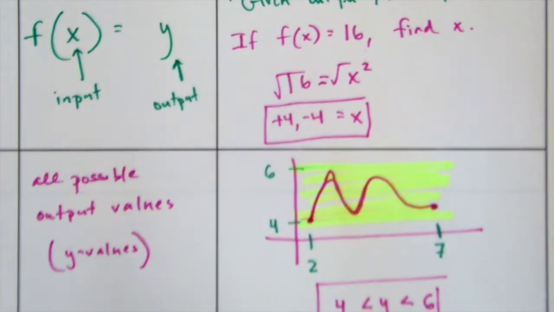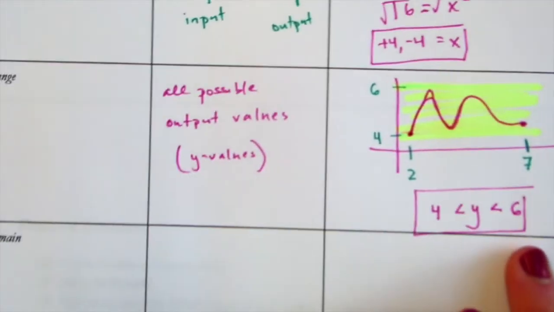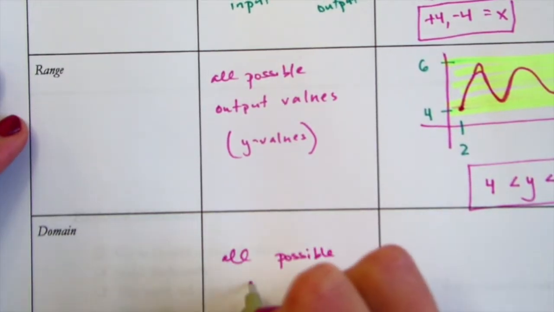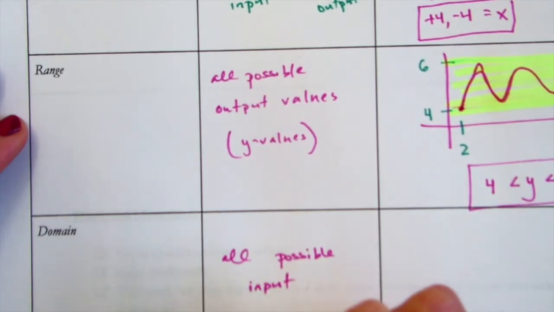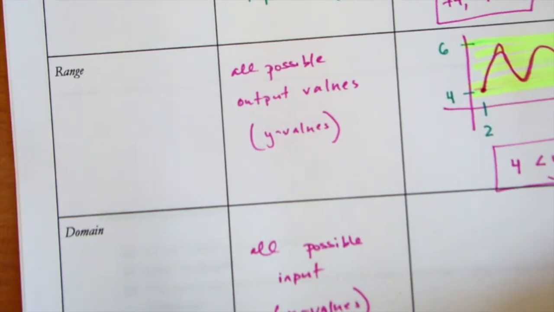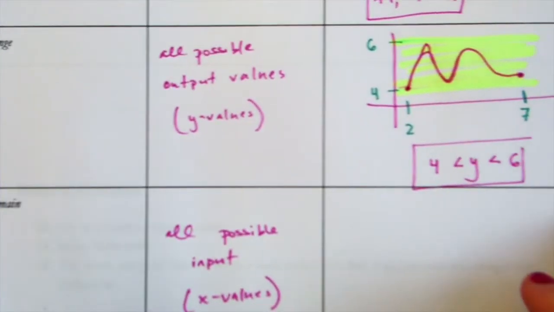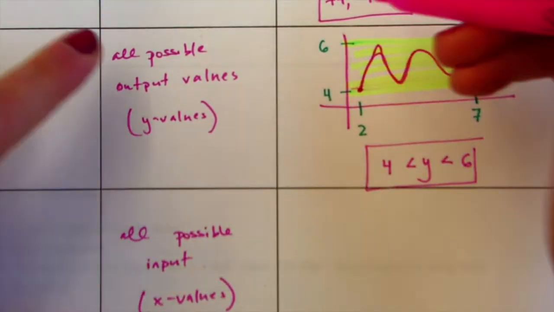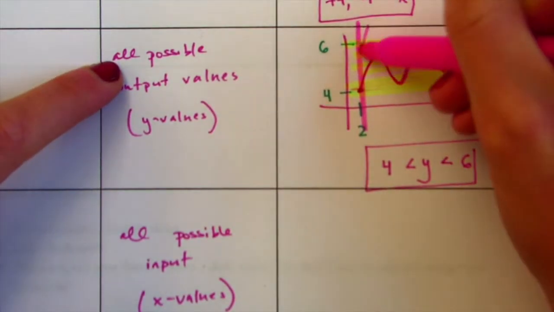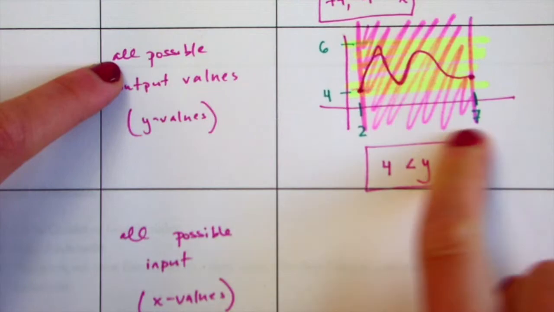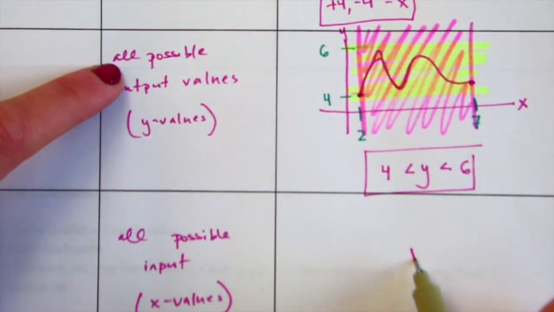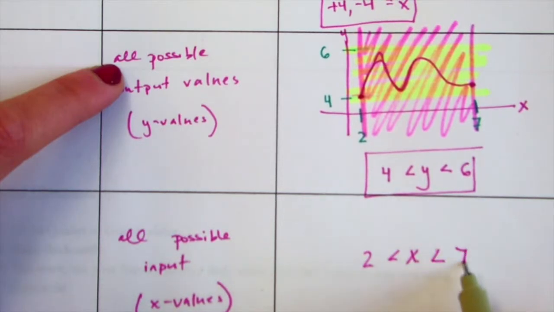Okay, so range has to do with possible y values. Domain is the opposite. All possible input or x values. Okay, so domain, let's use the same exact graph. I'm not going to redraw it. But the domain of this same graph would be x values are between 2 and 7. So for domain, we'd be looking horizontally along the input axis or the x-axis. I should have labeled x and y. So all possible x values, the lowest possible x value is 2, the highest possible x value is 7.